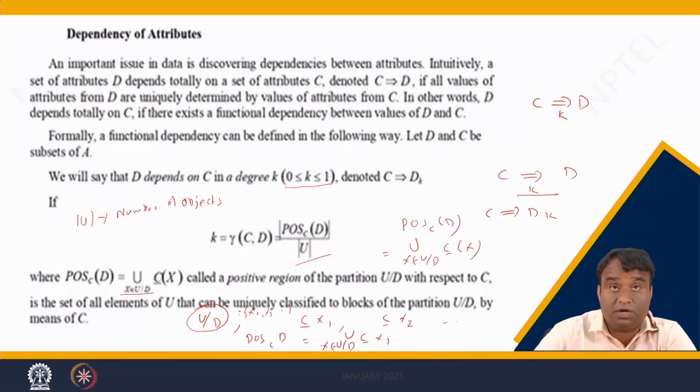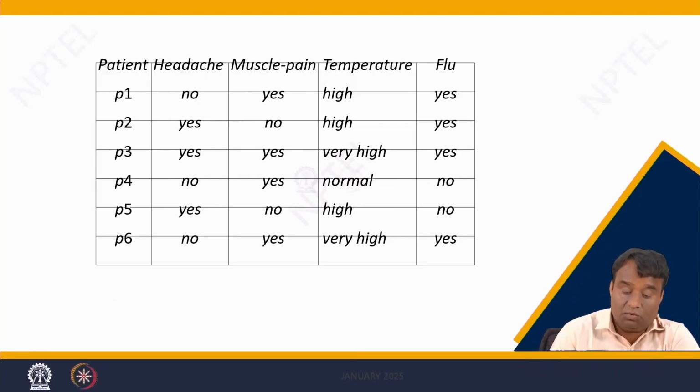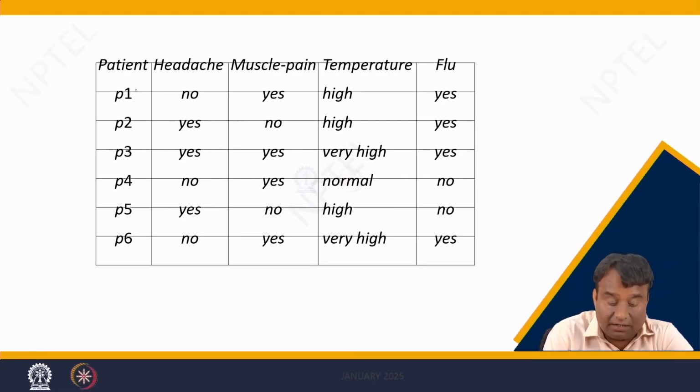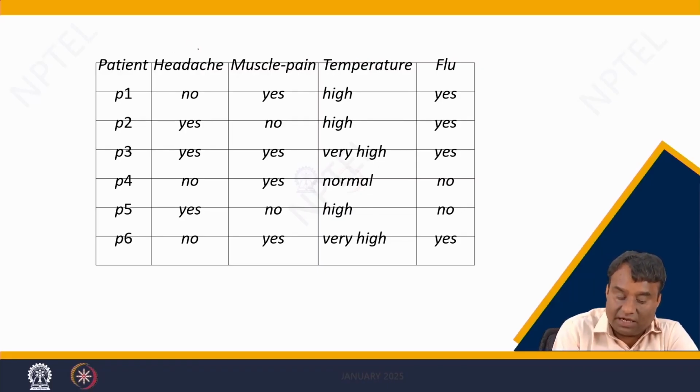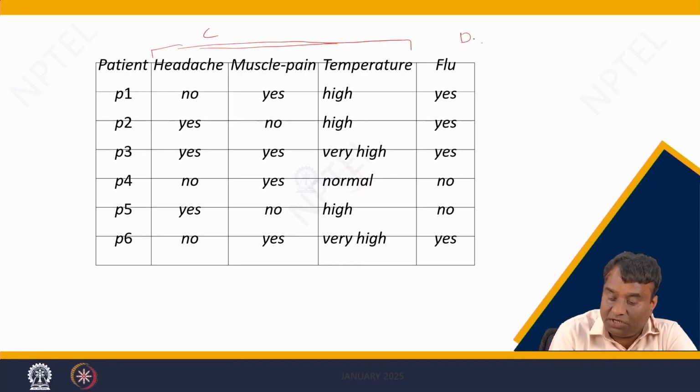Let's try to understand one example. Here we have a decision table where the objects are P1, P2, P3, P4, P5, P6. Headache, muscle pain and temperature are the attributes, and this is the decision attribute. These three attributes are known as C. This is the decision attribute D, and the attribute set is C union D. The patients are the objects. So that is a decision table.